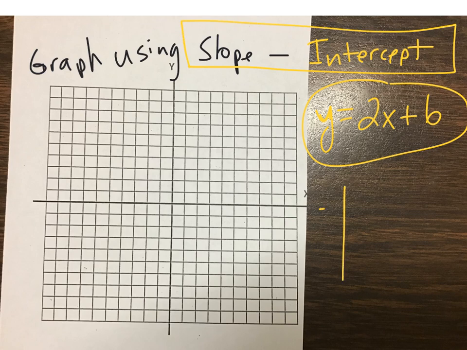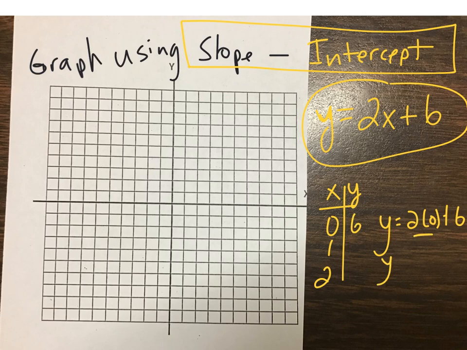But let's start with doing what we were doing yesterday. We plug in 0, 1, and 2, right? So I got y equals 2 times 0 plus 6. Well, that's going to be 6, right? Because that's 0, plus 6 is 6. If I plug in 1, 2 times 1 is going to be 2, plus 6 is going to be 8. And if I plug in 2, 2 times 2 is 4, plus 6 is 10.